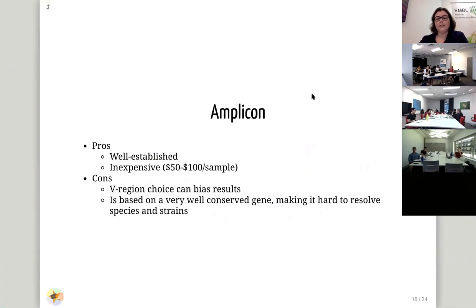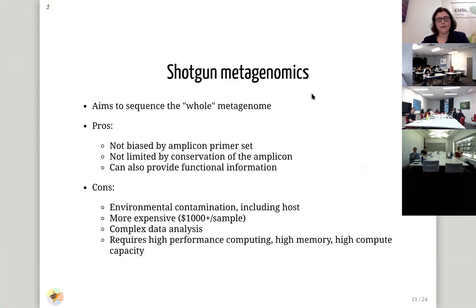So it's well established, it's not very expensive, but there are always cons with every approach, and in particular, using the 16S V regions, sometimes the choice of a particular V region can bias your results. And sometimes the V regions are not variable enough to get to species level. So we can often get to genus level, but not always species or strains. With shotgun metagenomics, we obviously get a lot more information, and we get a lot of this functional information, but it can be expensive and quite complex.